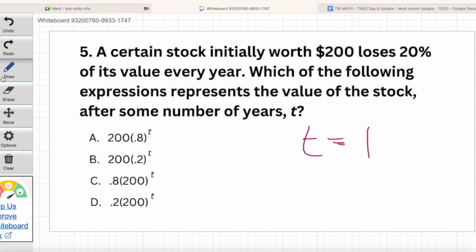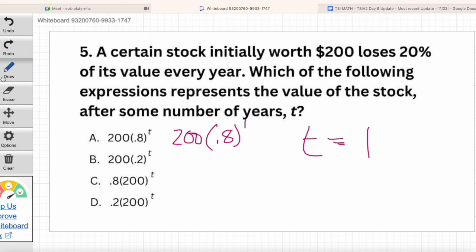Okay. So plug in a one for T into answer choice A. I'll just write it out for simplicity. So that's going to be 200 times 0.8 to the power of one. Now, what is something to the power of one? What does that mean, by the way? It's just itself. It's 0.8 once, one time. Anything to the power of one is itself. So that's just 200 times 0.8. Does that make sense?